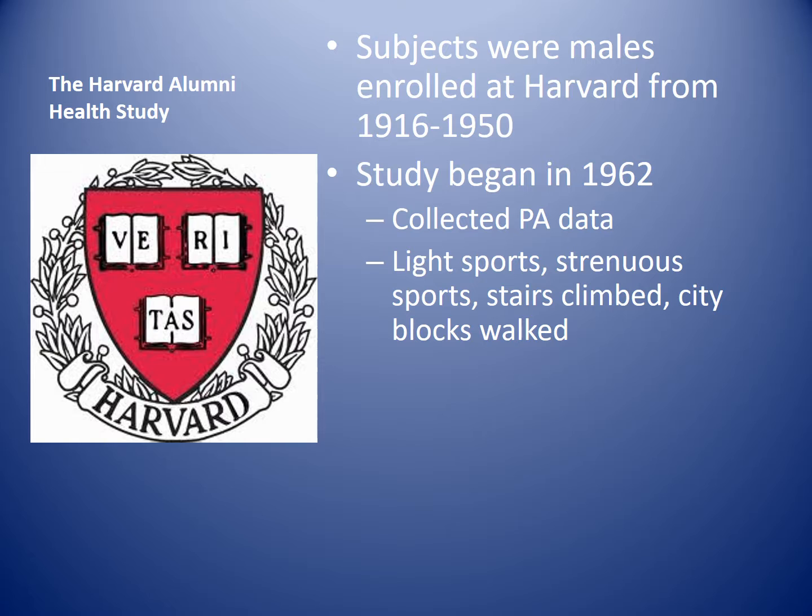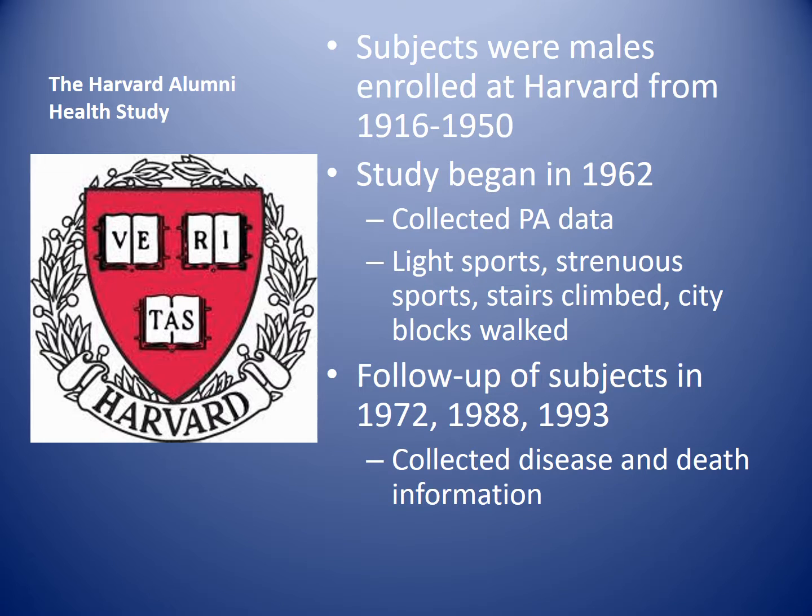So climbing flights of stairs in office buildings and walking city blocks was something they did frequently. Then they followed up the subjects in 1972, 88, and 93. They asked about, do you have a variety of diseases? If they could not get a hold of the person, then they looked for death certificates for those individuals. So they followed them over the period of time, looked at their physical activity, followed them up, and then of course tried to look for a relationship between those things, between physical activity that they reported and death.